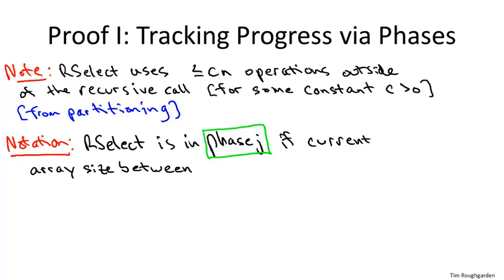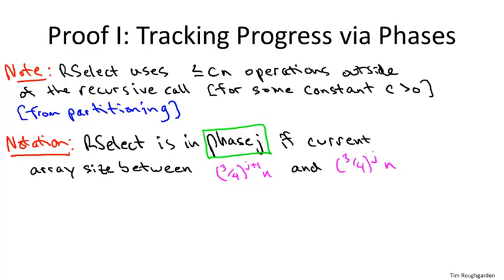We'll say that the rselect algorithm, at some midpoint of its execution, is in the middle of phase j if the array size that the current recursive call is working on has length between (3/4)^j times n and the smaller number (3/4)^(j+1) times n. For example, think about the case where j equals 0. That says phase 0 recursive calls operate on arrays with size between n, that's the length of the original input array, and 75% of n.